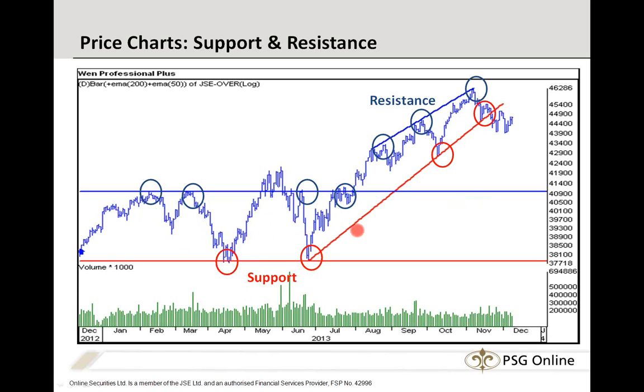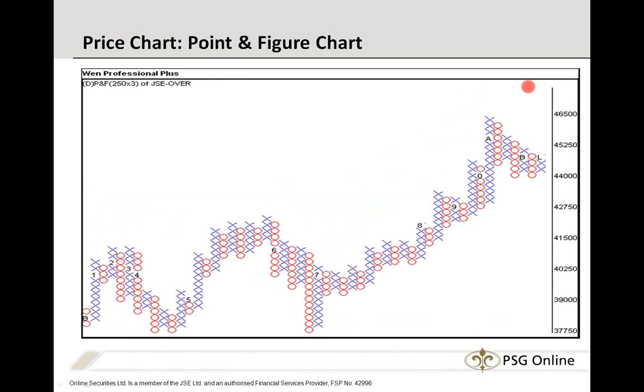You can see a bit of a sideways market, and then from there you can also draw in your trend lines. So when it comes to point and figure charts, very similar. You can draw in your support and resistance levels, but also you can draw in what they call a 45-degree angle chart. And we'll talk about trend lines a bit later.